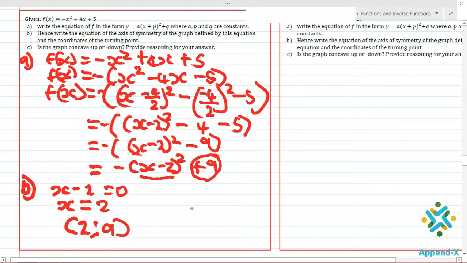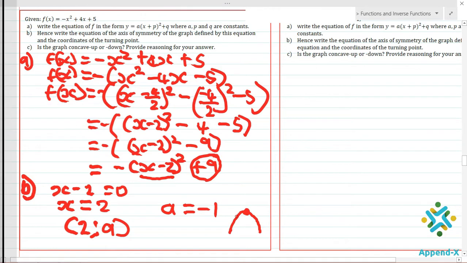Now part C says, is the graph concave up or concave down, okay? Now in our equation, a is equal to a negative 1, which is a negative value, therefore the graph must be concave down and the turning point of this graph must occur at the maximum point, okay? Now let us try another similar problem, which is question 4.